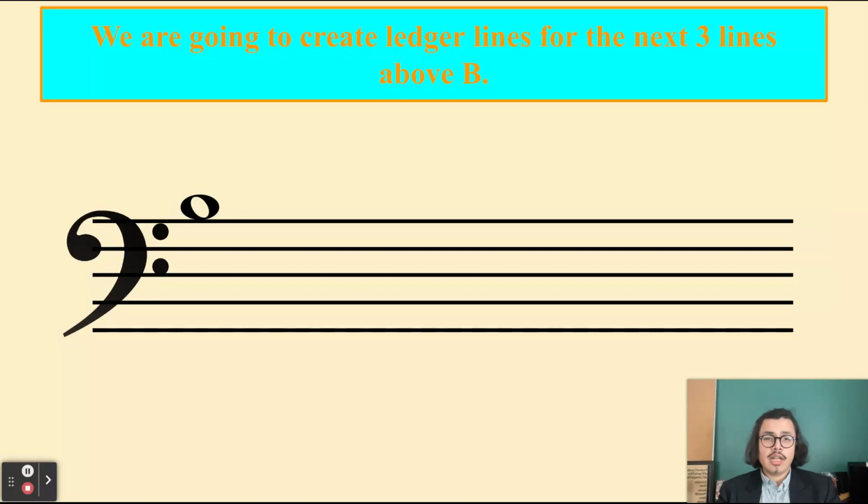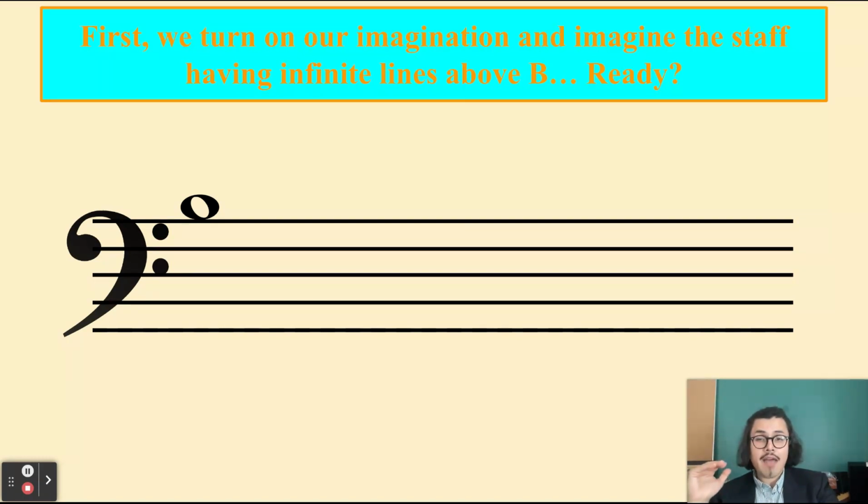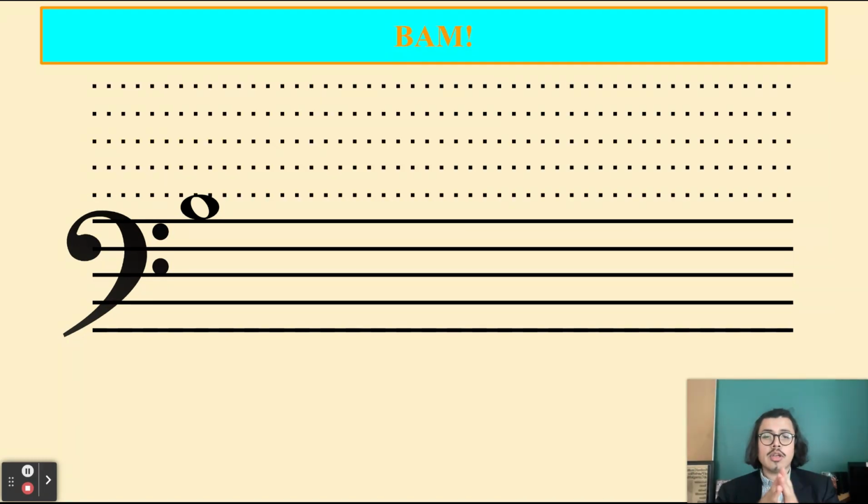So we're going to create ledger lines for the next three lines above B. In order to create ledger lines, we are going to turn on our imagination and imagine that above B, the staff that you see below the note B is going to extend forever. Are you ready? Bam. So look at these dotted lines. They represent your imagination, imagining that the staff lines go on forever. Correct? Good.